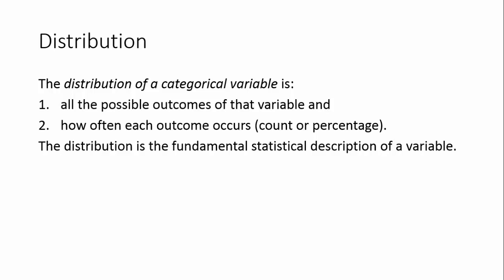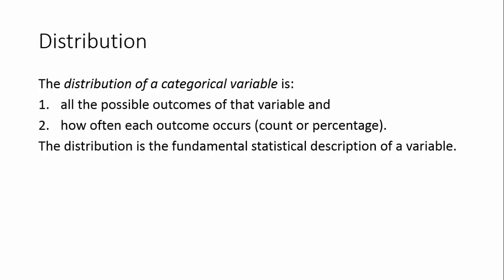A distribution of a categorical variable, and we'll find out that quantitative variables have a similar definition. The distribution of a categorical variable is two things. One is all the possible outcomes of that variable. So you have to list all the possible outcomes, as we did, all the possible colors that were answered, and then how often each outcome occurs, either in counts or percentages. Okay? And this is fundamental to statistics. It's seen again and again throughout statistical practice up to the highest levels. Statisticians talk to each other about distributions.